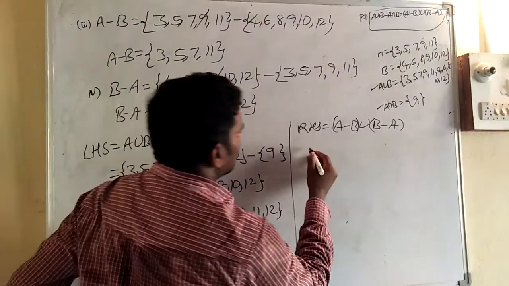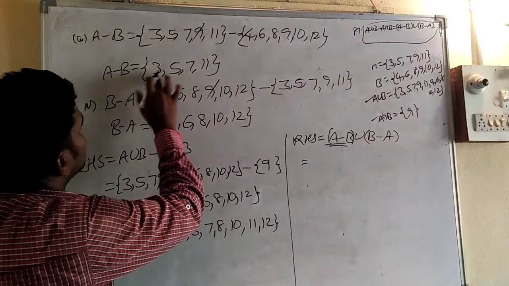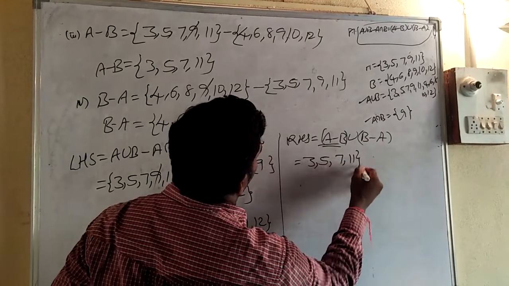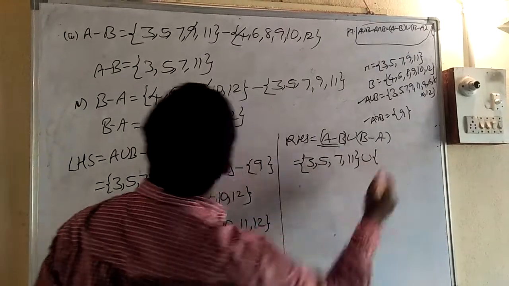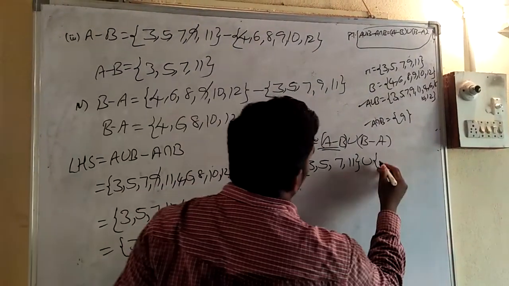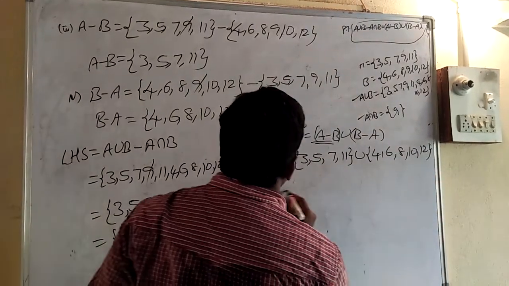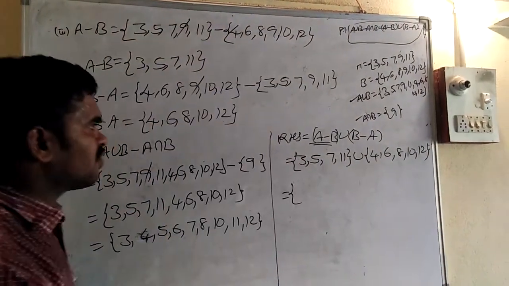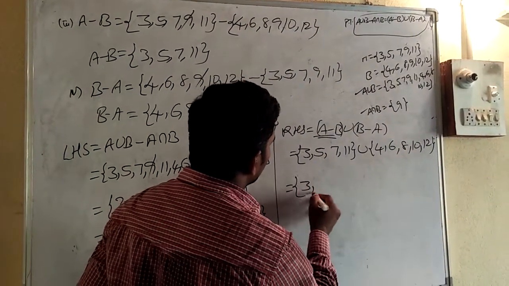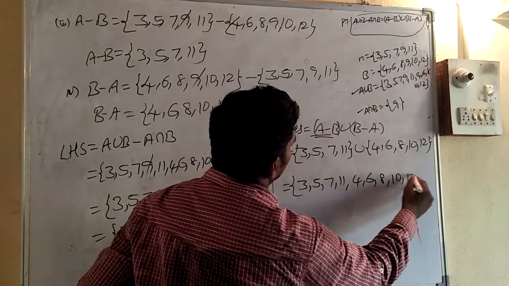And next I am going to find right hand side. What is A minus B? So we got it, A minus B: 3, 5, 7, 11. Union B minus A. What is B minus A? 4, 6, 8, 10, 12. So I am writing union. Union means what? We have to write all the elements. Okay, now write down 3, 5, 7, 11, 4, 6, 8, 10, 12.